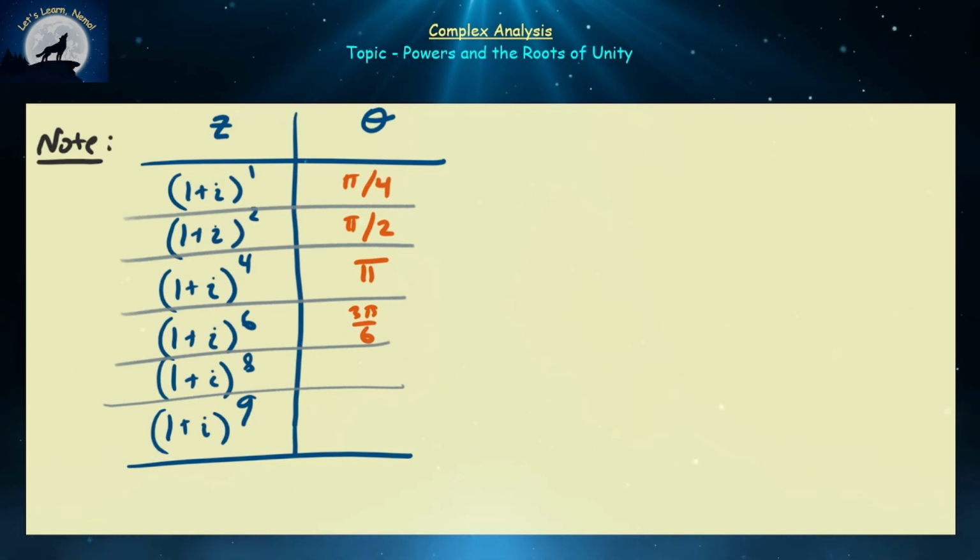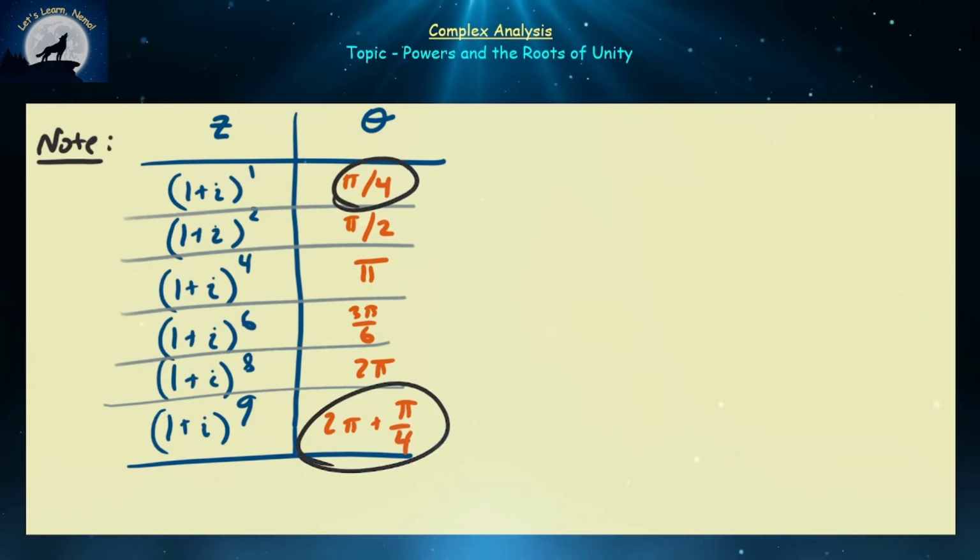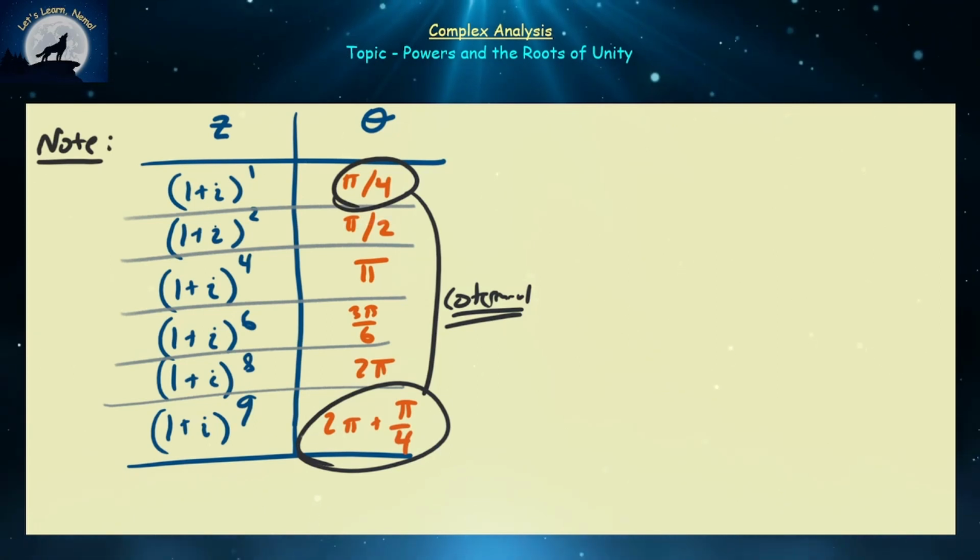Pause the video and see if you can figure out what these next two numbers are. But the next one's going to be equal to 2 pi, and then if we just do it once more after 8 to 9, that's going to be 2 pi plus pi over 4. And keep in mind that these angles, pi over 4 and 2 pi plus pi over 4, these are coterminal angles, right? Which can be viewed as equivalent angles from some particular thing.